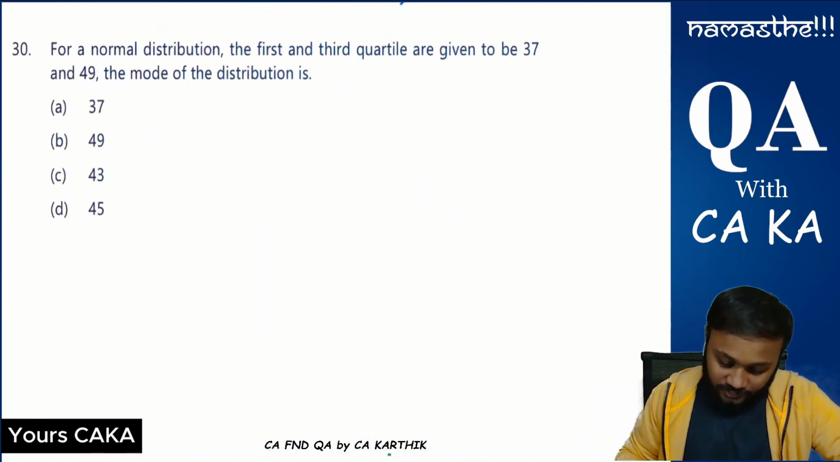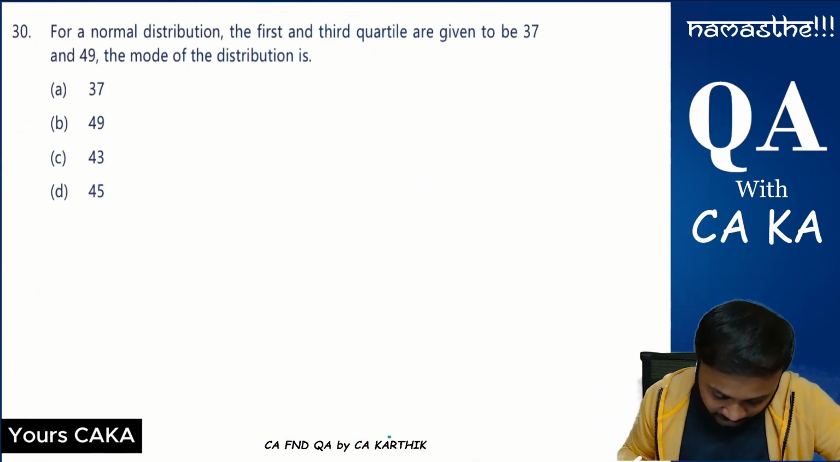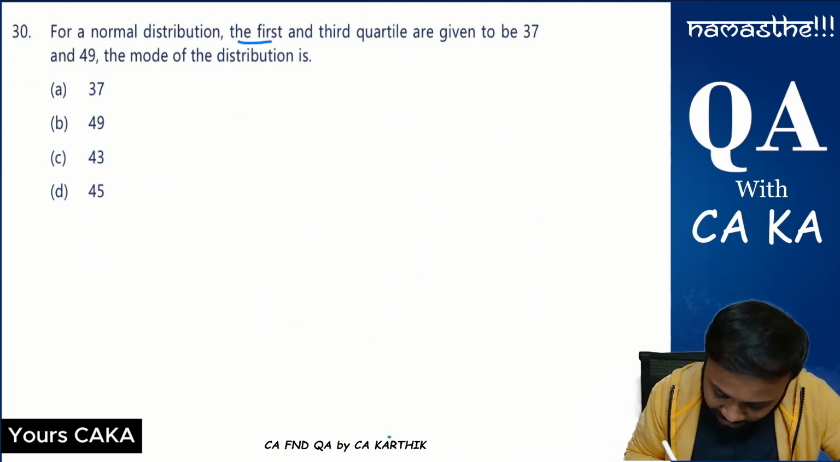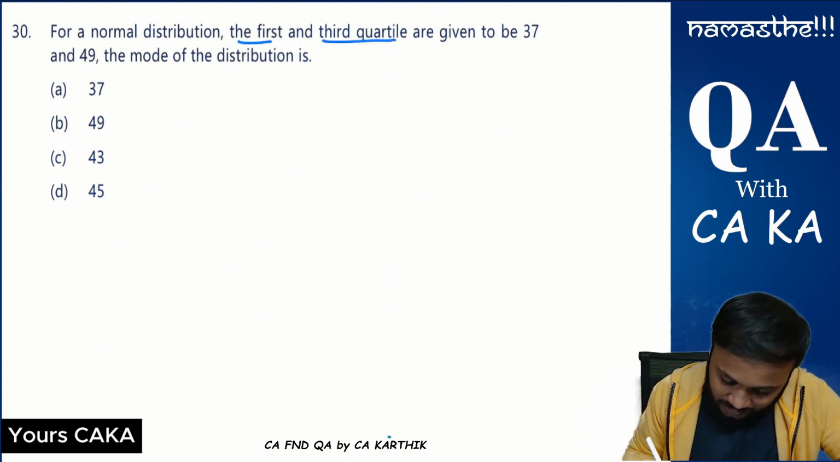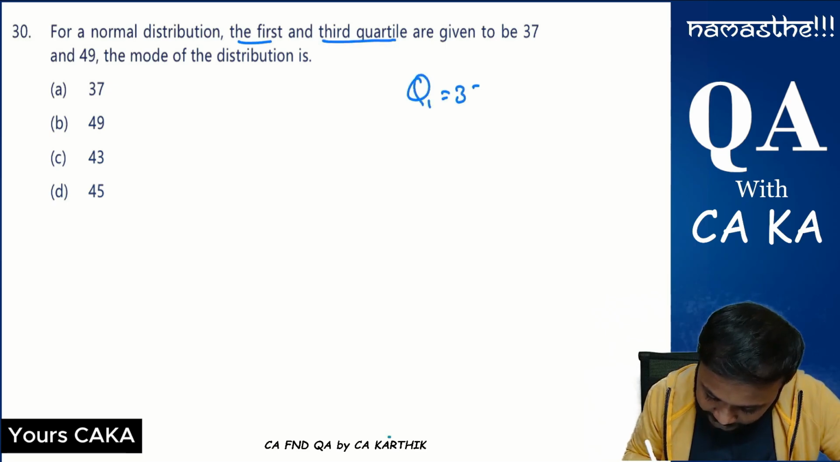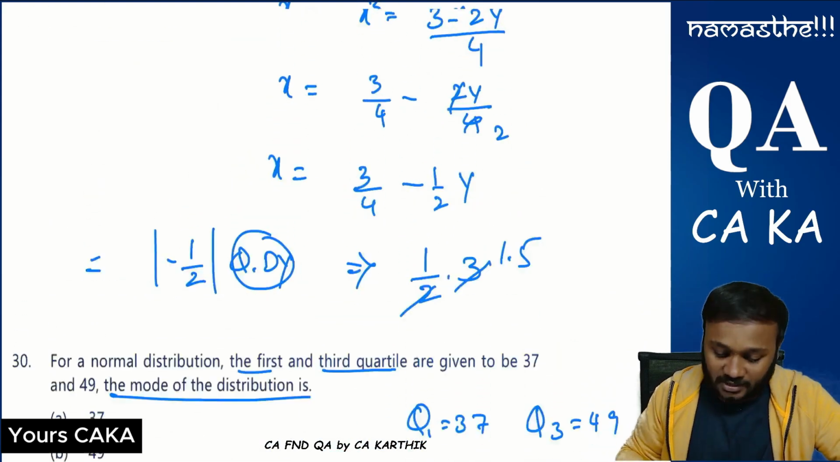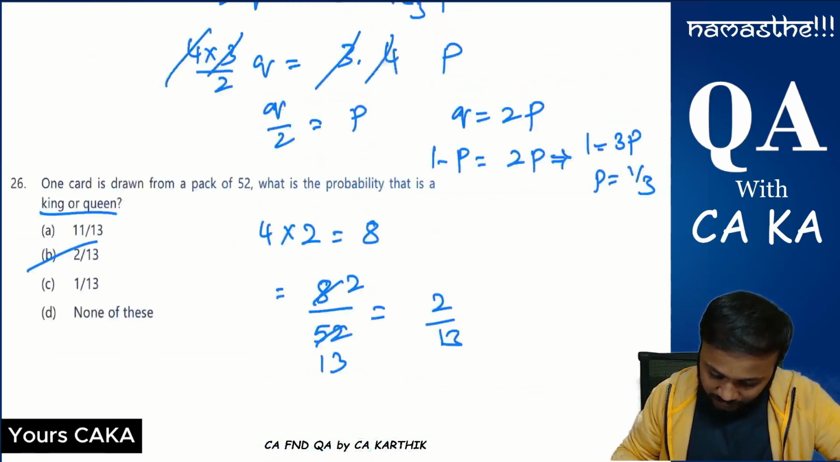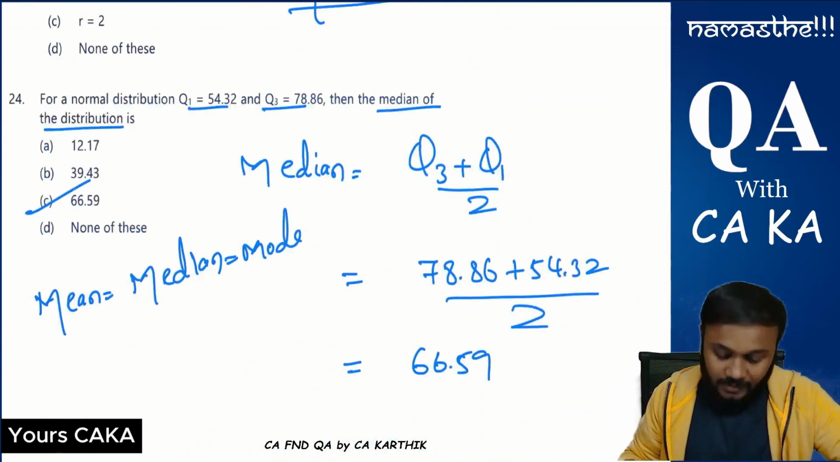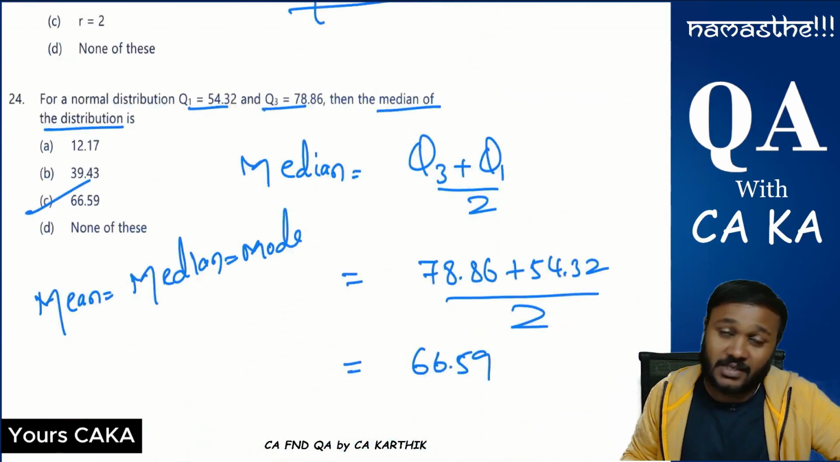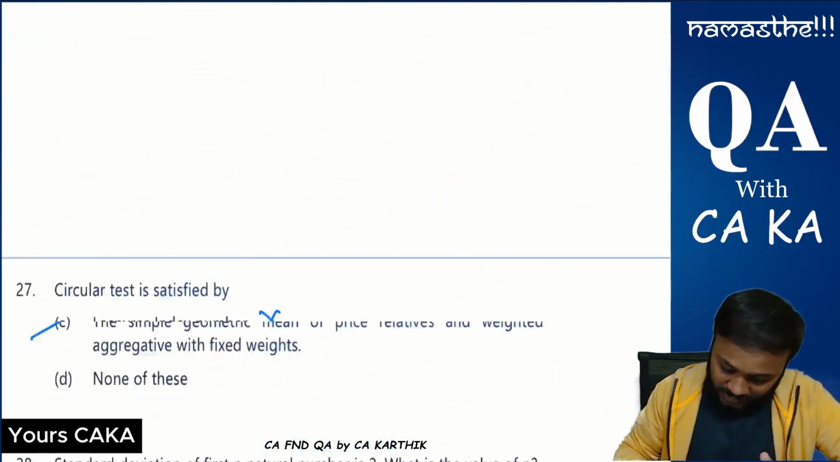Last question for this series. For a normal distribution, the first and third quartiles are given: Q1 is equal to 37, Q3 is equal to 49. It's asking for the mode of the distribution. Recently we solved one like this, if you remember. The same thing, sir. Whenever they ask mode, median or mean, it is the same thing.